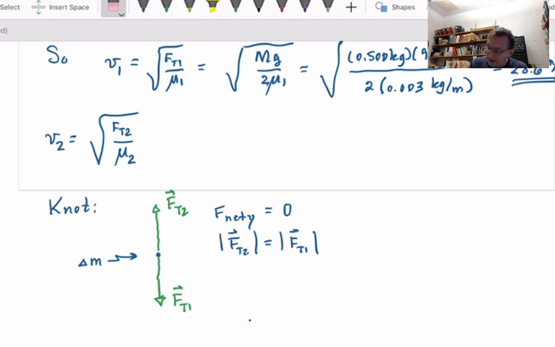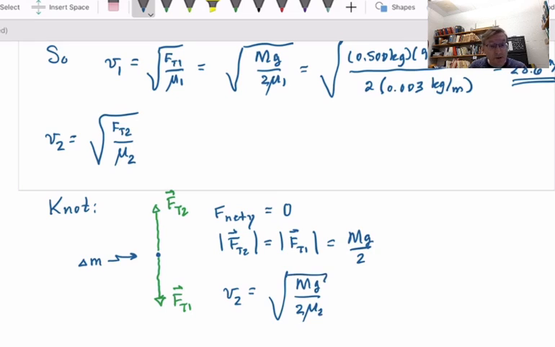So now I use the fact that the tensions are equal. And of course, remember, that's mg over 2. We already found that. So we just plug into the formula for v2. mg over 2 mu2. Notice that the mu2, though, is for string 2. So you can plug in the m and the g and the 2. And for the mu2, you put in 0.005 kilogram per meter. And since string 2 is more dense than string 1, it's going to be more sluggish. It's going to have a slower wave speed. And what you get here to 3 sig figs is 22.1 meters per second.